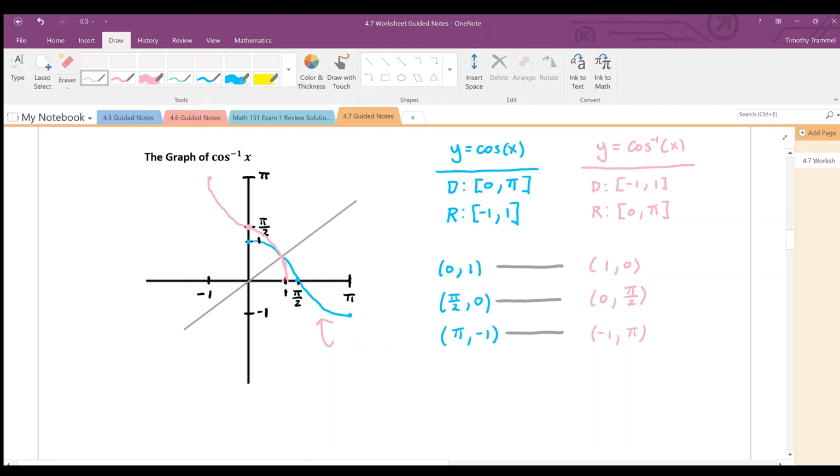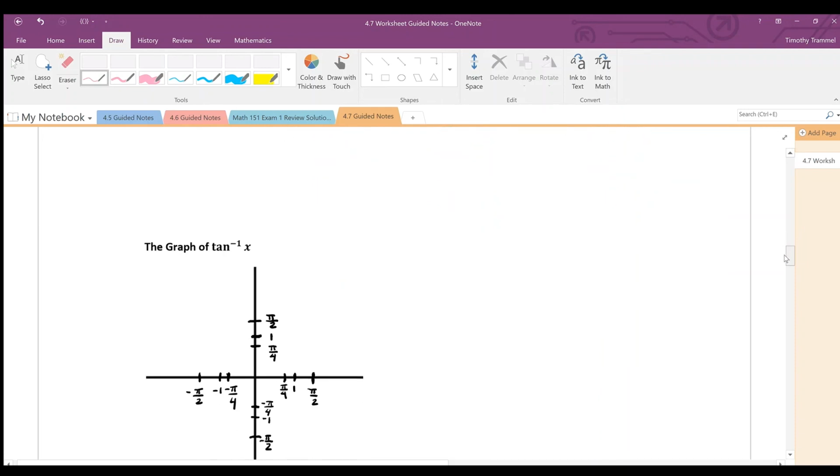All right, next we have tangent inverse.